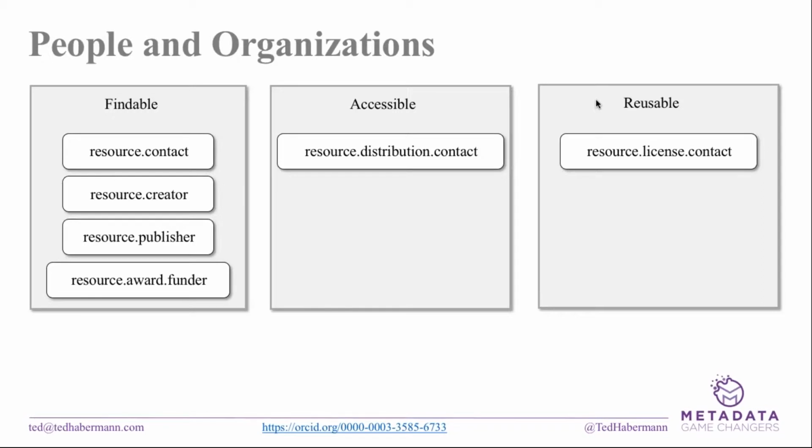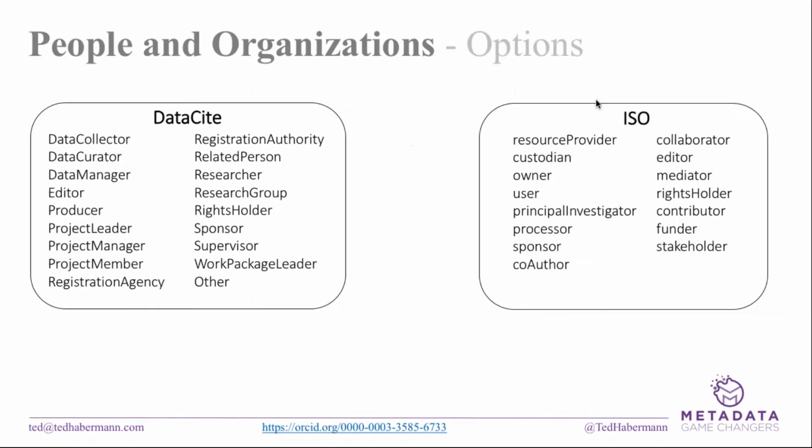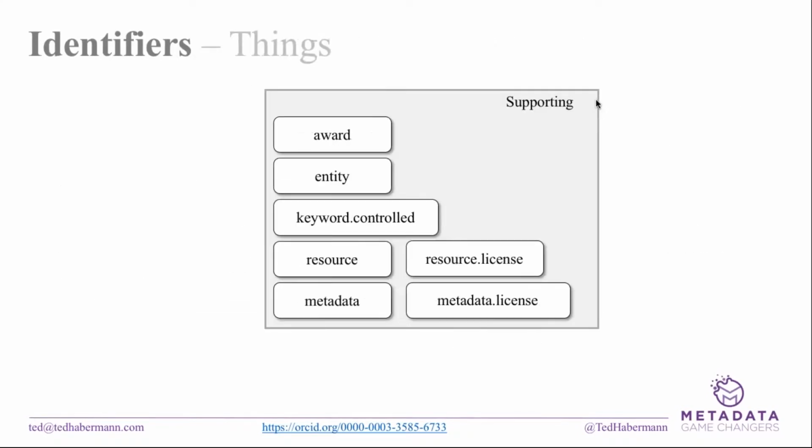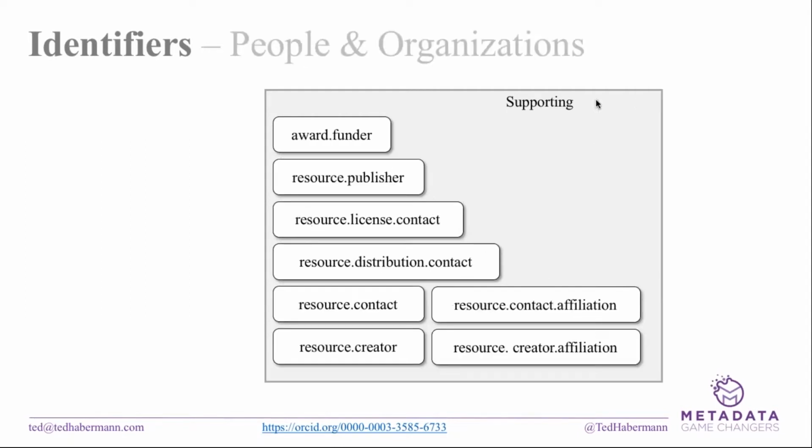Okay. So now the kinds of things that we're doing with identifiers are the things that have identifiers: awards and entities, controlled keywords, resources and metadata. And here, in my argument, pretty much all identifiers are supporting, although resource and metadata identifiers should be, I think, essential. I'm just going to give you some idea of the things we're thinking about, kinds of people and organizations that have identifiers. We talked about this a little bit before.